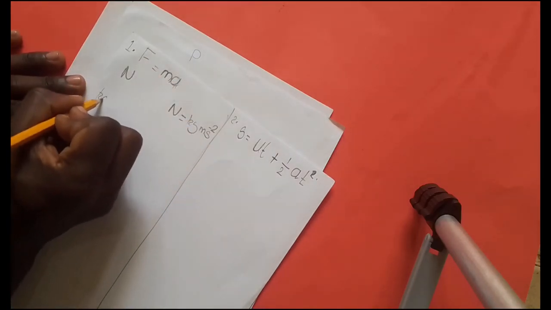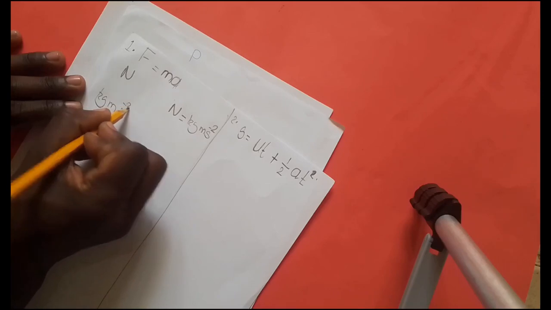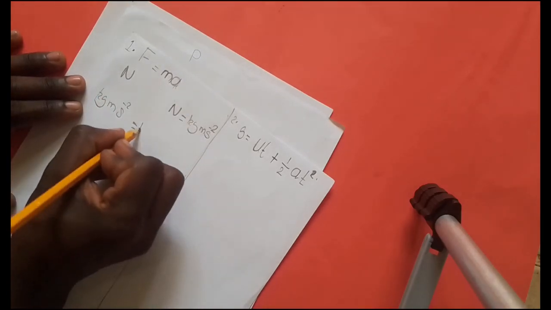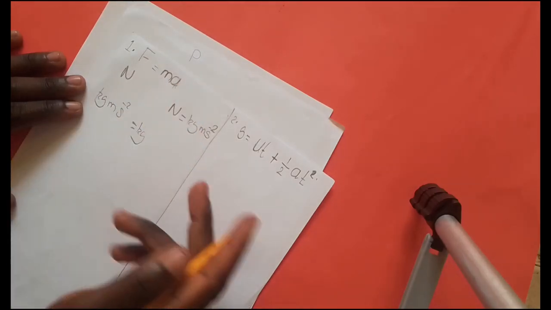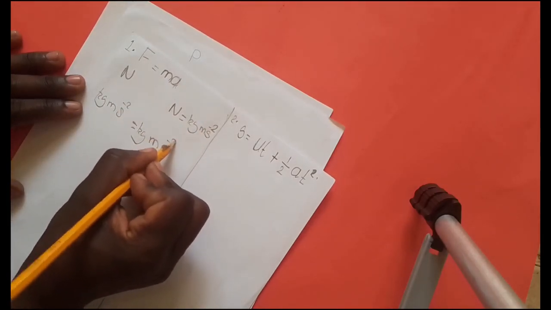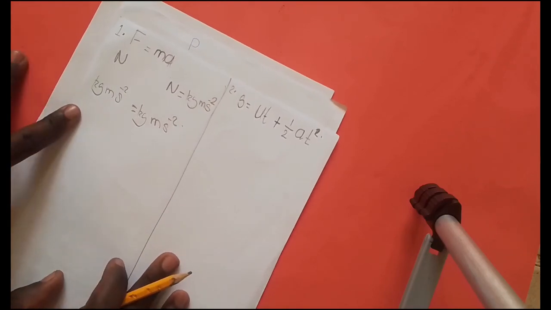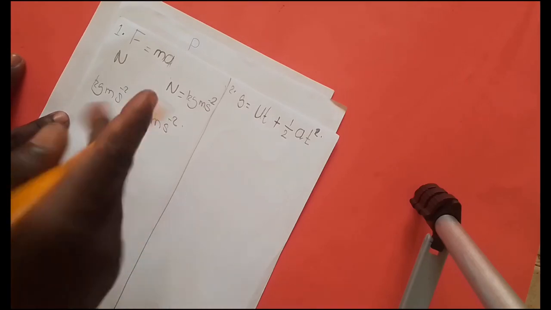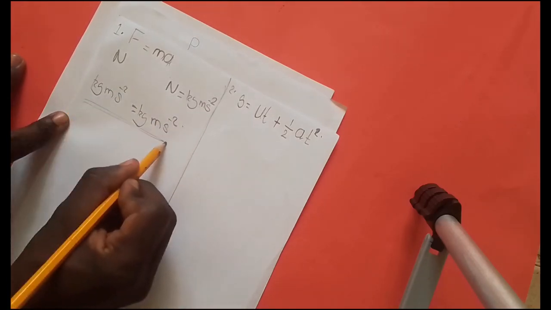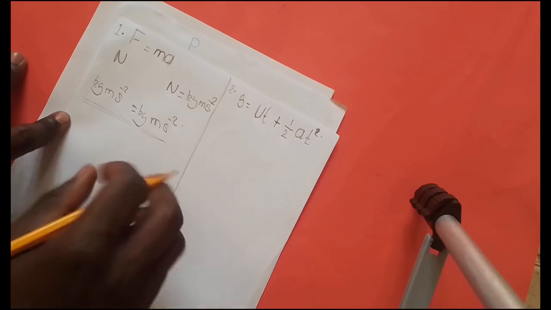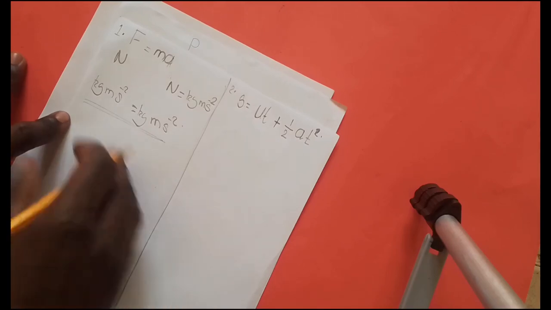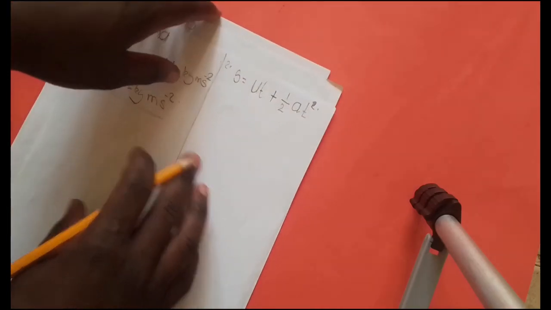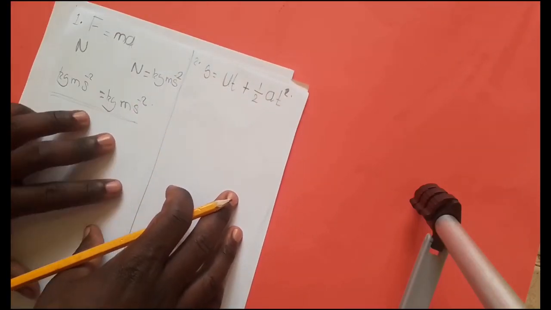So kg meter per square second is equal to, what is the unit for mass? The unit for mass is kg. What is the unit for acceleration? The unit for acceleration is meters per square second, right? When the left side of the equation is the same as the right side of the equation, the equation is now proven to be homogeneous. You're done. Question 1 is done. You now see how simple this is. So let's move on to question 2, right?